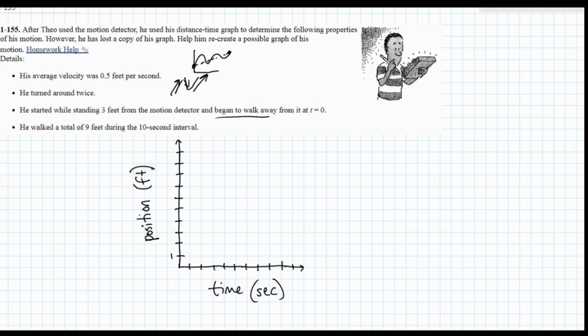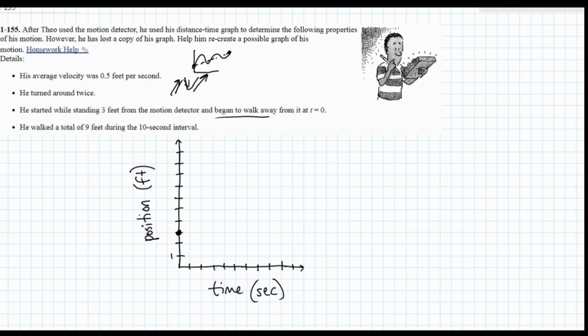Wow, this video is already 5 minutes long. Okay, so he started while standing 3 feet away. So if I'm given a starting point, then I'm going to use my starting point. That's right here. He begins to walk away from it. He turns around twice, so I know that means we're going to have a max and a min. And then his average velocity was 0.5 feet per second. So again, I'm just reading through the information, seeing what I can use next. I started with 3 feet, so I've got that in there.